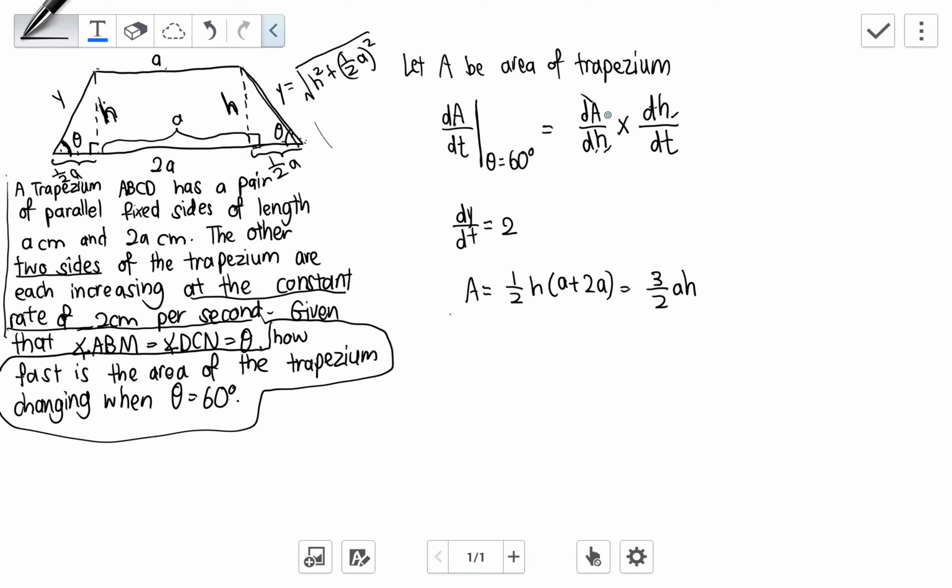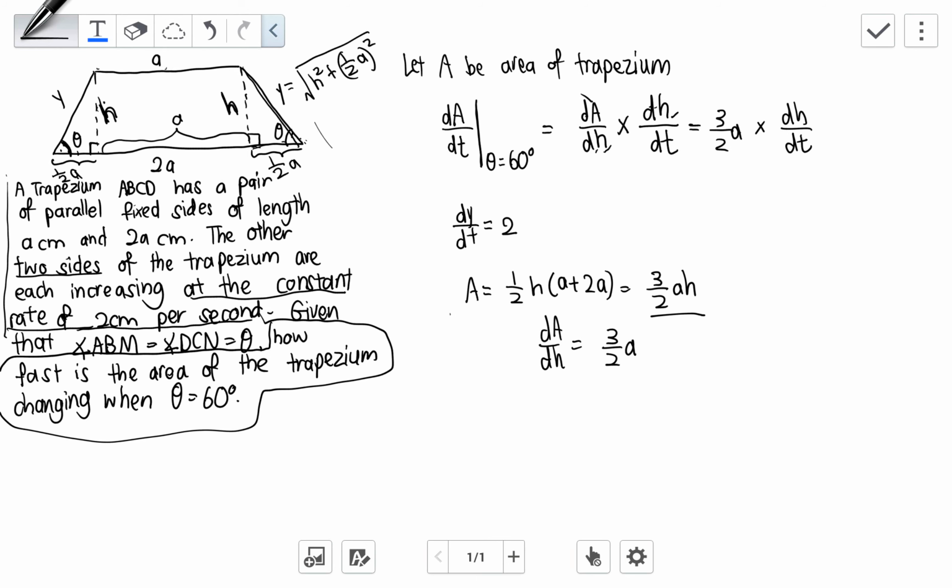So dh dt. Okay, can we find dA dh? dA dh we can find from here. So dA dh is just 3 over 2 a. Okay, simple, because a is a constant, so we can just differentiate the h. Then that means we have 3 over 2 a times dh dt. What is dh dt?